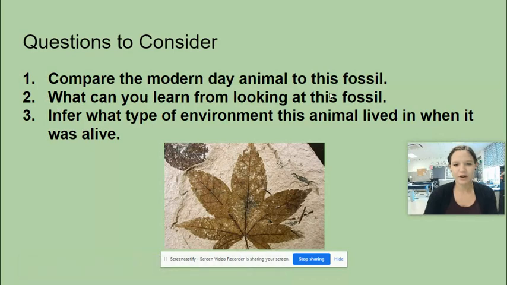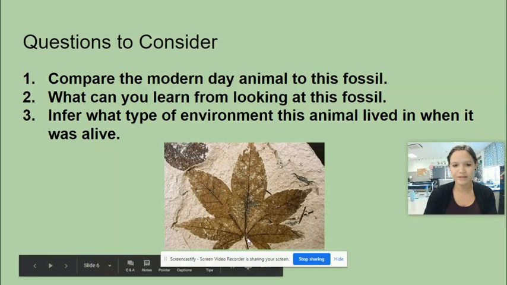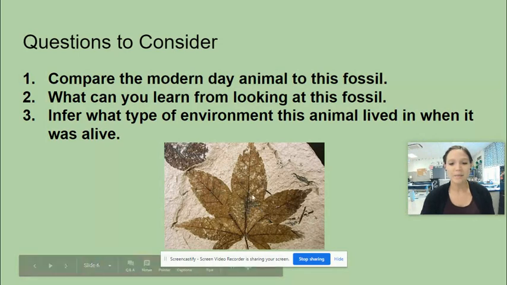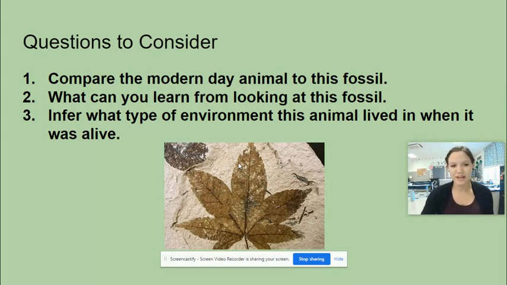What can we learn from looking at the fossil? Well, whatever prehistoric tree this is, we can figure out that its leaves have 1, 2, 3, 4, 5, 6, maybe some of them have like 7 big leaves on top of it to make this one very large leaf. We could learn about the environment that maybe it grew in.